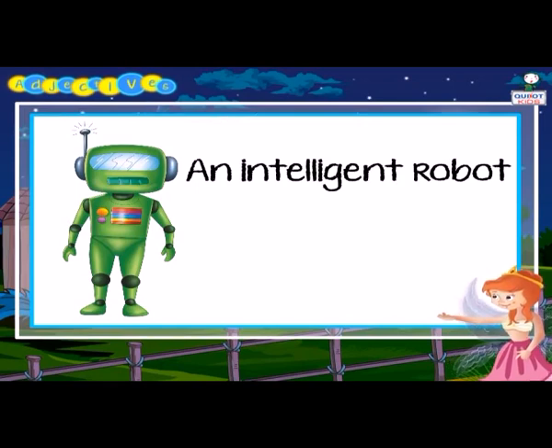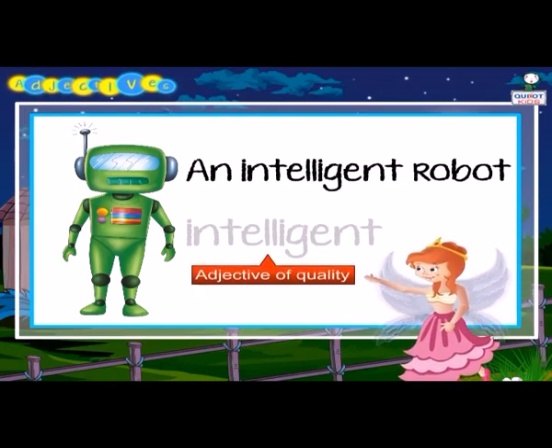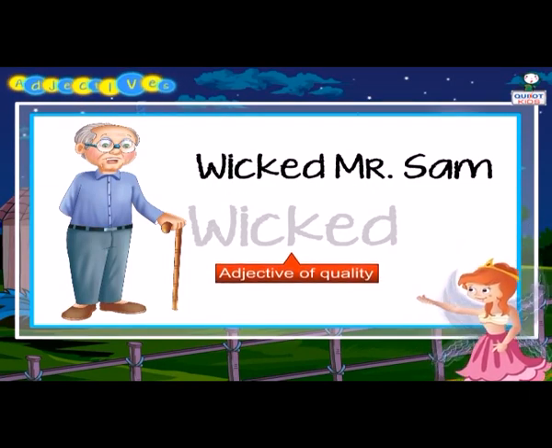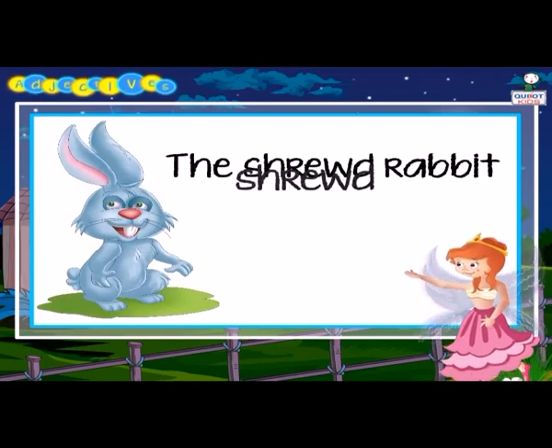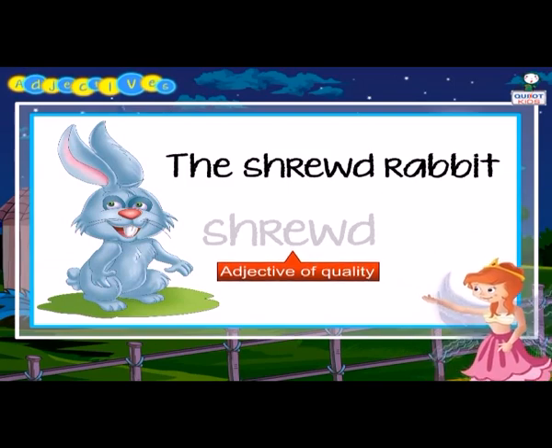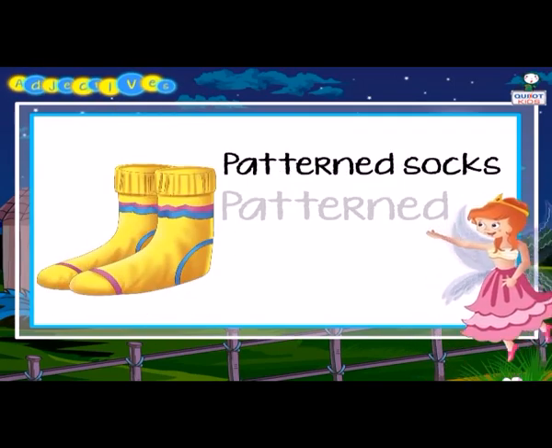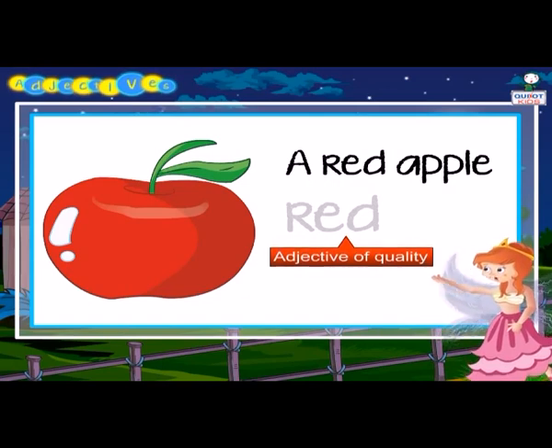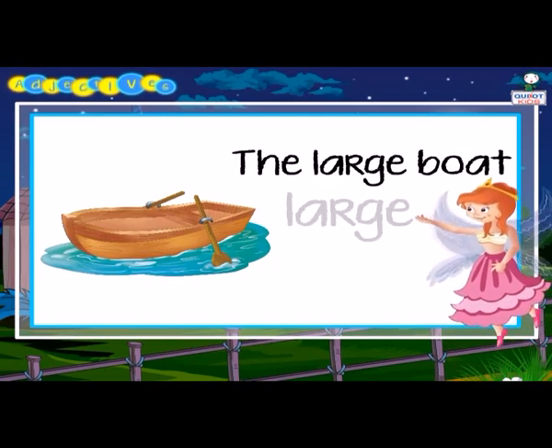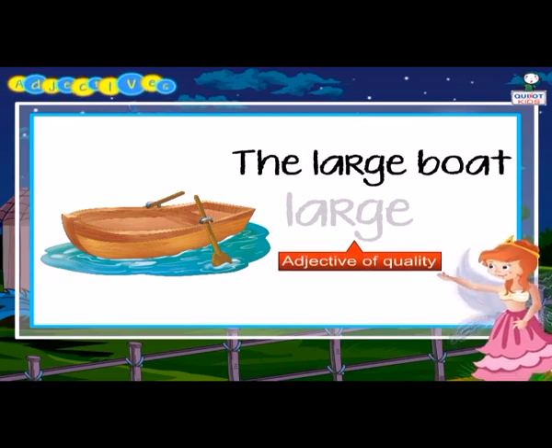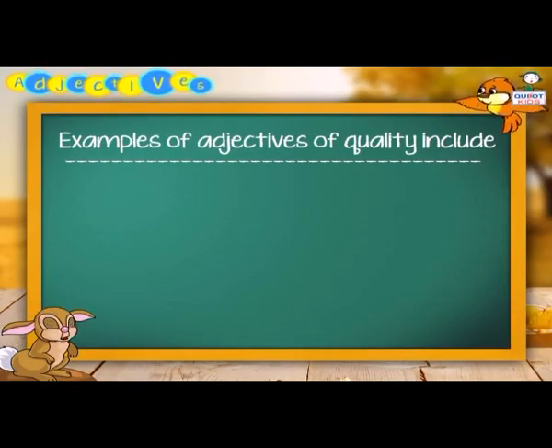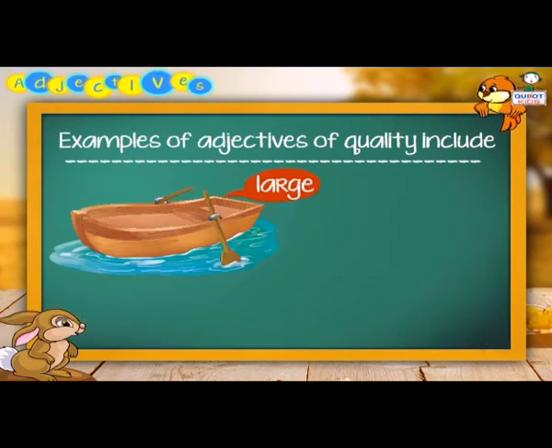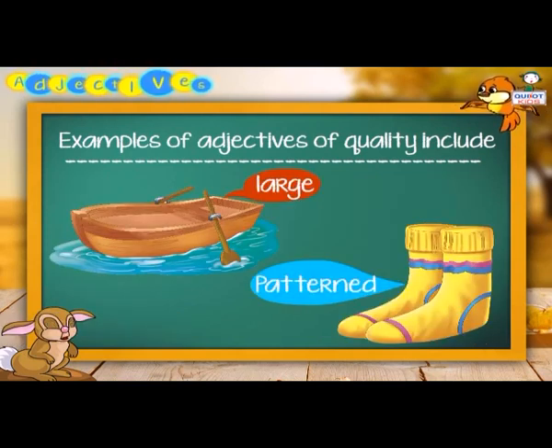An intelligent robo. Intelligent is adjective of quality. Wicked Mr. Sam. Wicked is adjective of quality. The shrewd rabbit. Shrewd is adjective of quality. Patterned socks. Patterned is adjective of quality. A red apple. Red is adjective of quality. The large boat. Large is adjective of quality. Examples of adjectives of quality include intelligent, red, shrewd, wicked, large, patterned, and the likes.